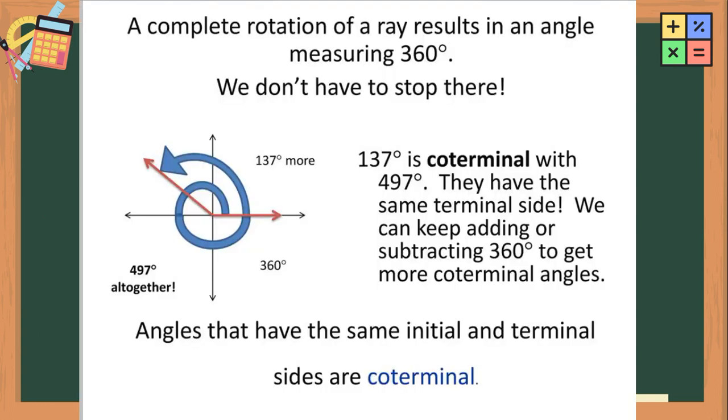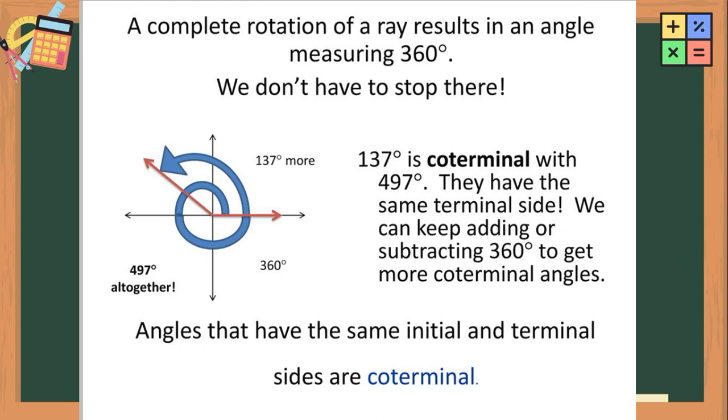So, let's move on to coterminal na. Dito, sabi niya, a complete rotation of a ray results in an angle measuring 360. So, we don't have to stop there because when it comes to coterminal, marami yan, depende sa condition. So, can you give me the positive coterminal of 137? Madami yan. 137 plus 360 plus 360 plus 360. Basta 360 yung kanyang interval.